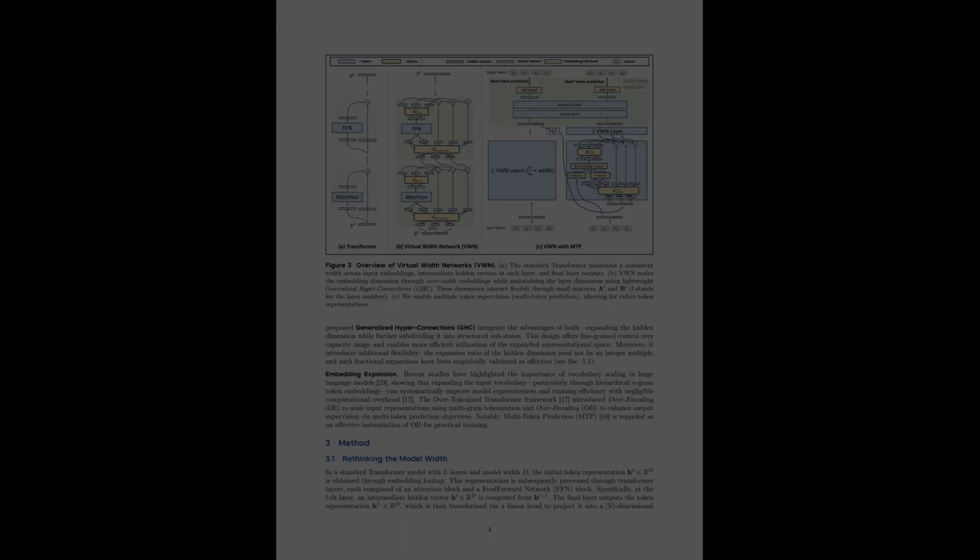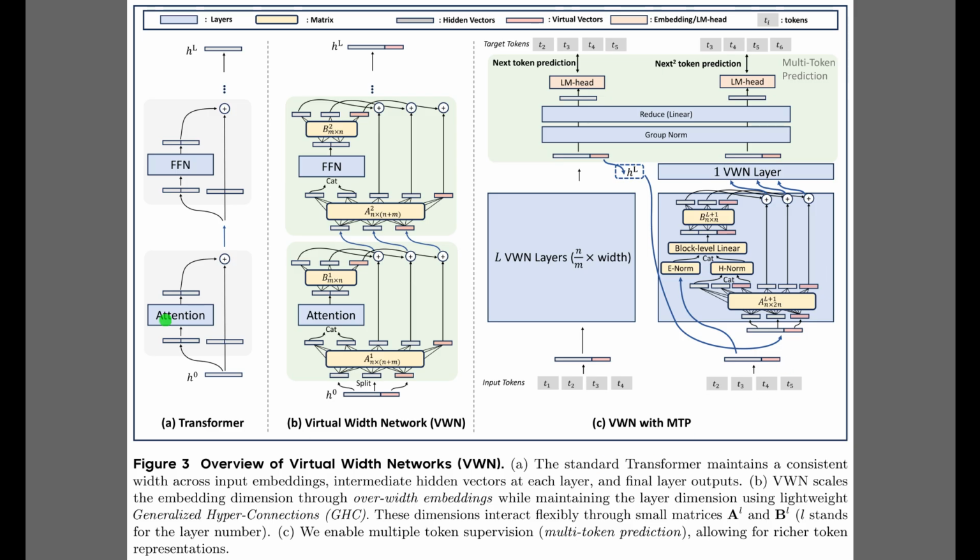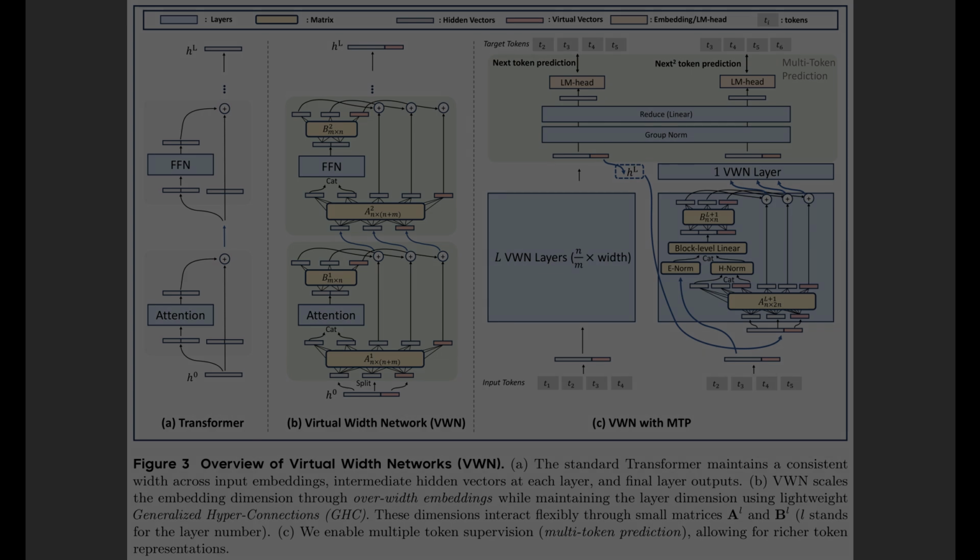So figure 3 lays out how virtual width actually flows through the model. The left panel contrasts a standard transformer that keeps one width everywhere, which forces compute to grow fast when widened. The middle panel shows virtual width routing with generalized hyper-connections, which are small projection paths that compress to backbone size and then expand back so representations stay wide without heavy cost. The right panel adds multi-token prediction, meaning the model learns from several future tokens at once, which strengthens token representations.